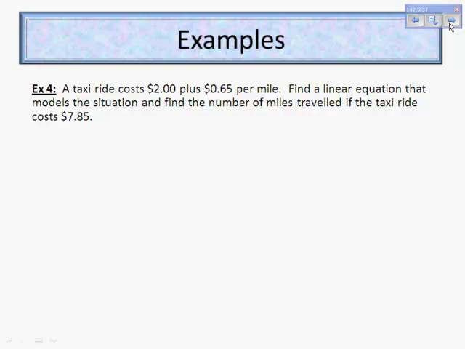All right. It says that a taxi ride costs $2 plus 65 cents per mile. It says find the linear equation that models the situation, and then find the number of miles traveled if the taxi ride costs $7.85. So this is an example where they've come right out and told us everything that we need to know. So I'm going to let x represent the number of miles.